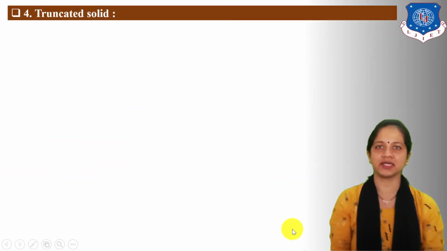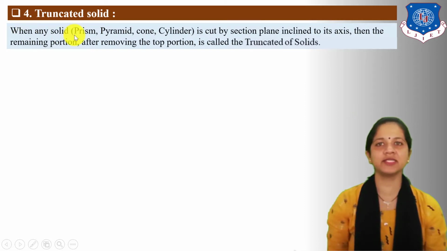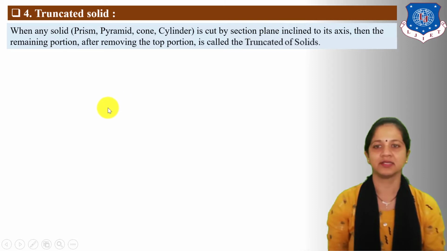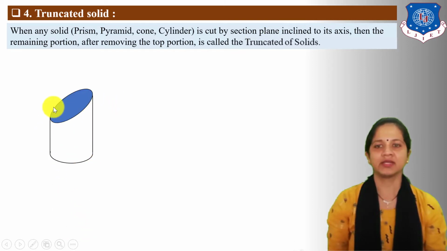Next, let us understand fourth solid, truncated solid. When any solid like prism, pyramid, cone or cylinder is cut by section plane inclined to its axis, then the remaining portion after removing the top portion is called truncated solid. Here you can see the cylinder is cut by section plane which is inclined to its axis, then the remaining portion of cylinder is known as truncated solid.